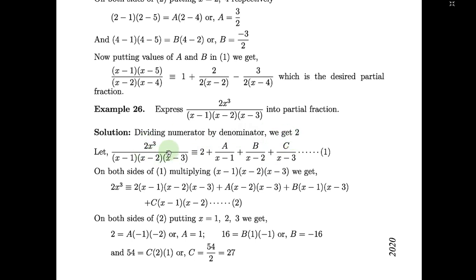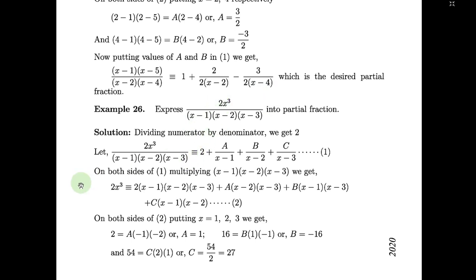That's why the first part of this partial fraction will be 2 plus the others, similar to the previous problems. That means a by x minus 1 plus b by x minus 2 plus c by x minus 3. This 2 is the only difference from the last problem, because here the coefficient of the highest degree is 2.